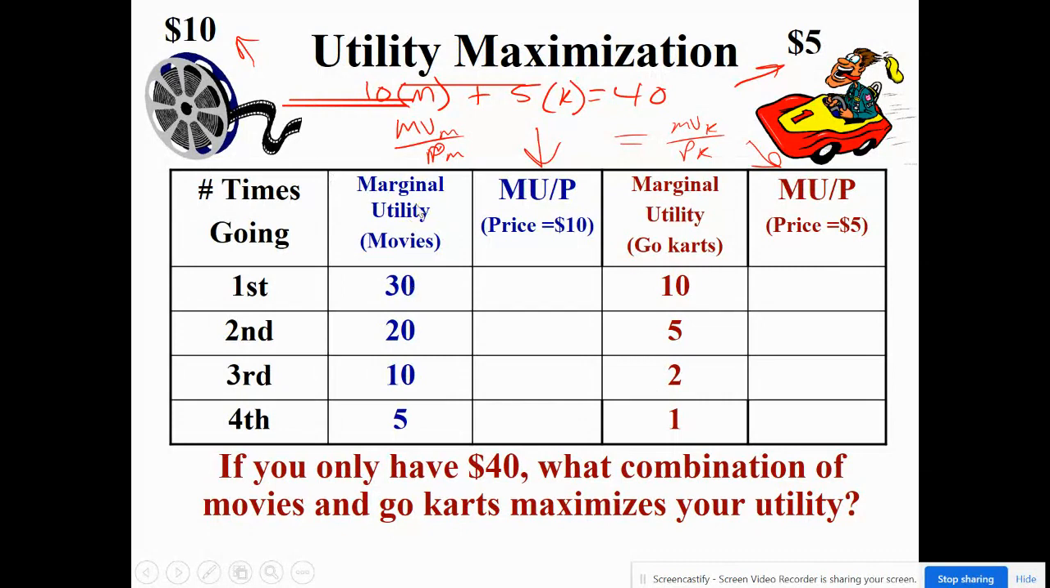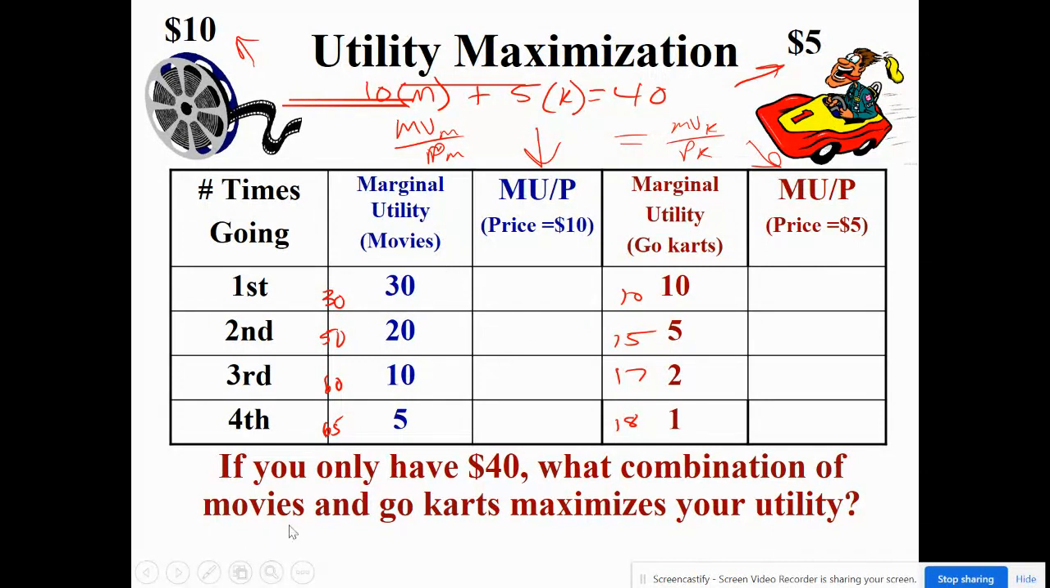Here we already calculated the marginal utility. Sometimes they'll give you total utilities. Total utilities here would be 30, then 50, then 60, and then 65 if we added them up. 30 plus 20 is 50, 50 plus 10 is 60, and 5 plus 60 is 65. Here our total utilities would be 10, then 15, then 17, then 18, if we were adding up. But we've already given you the marginal utilities.